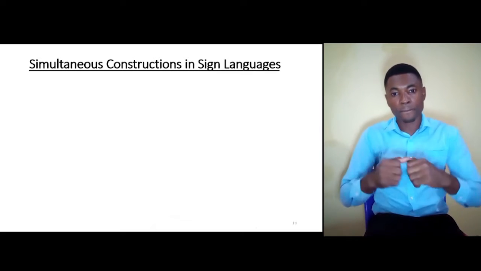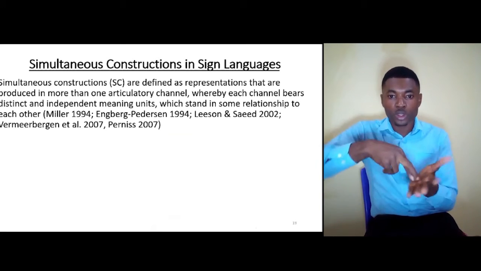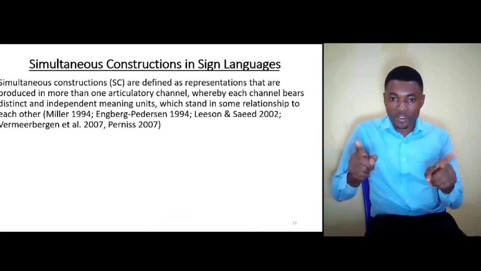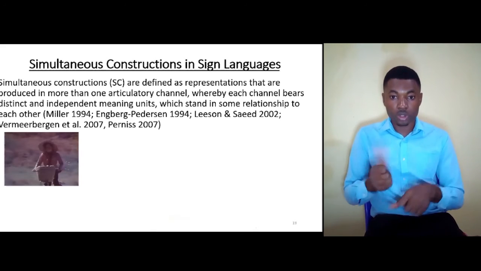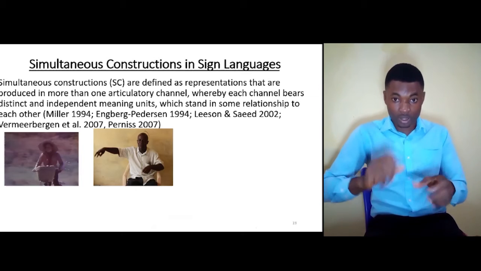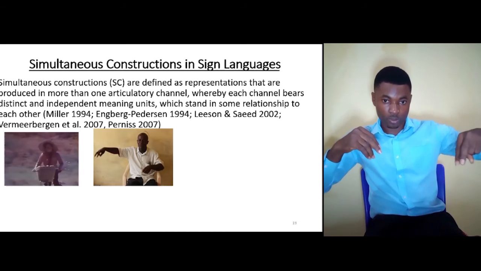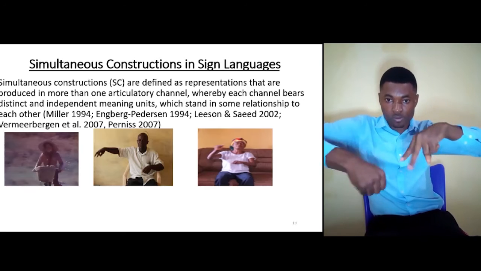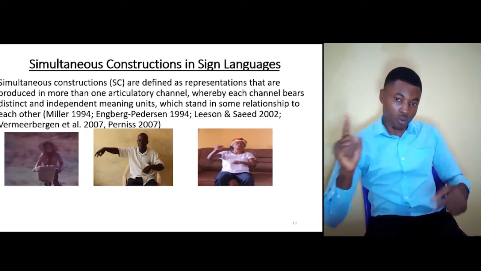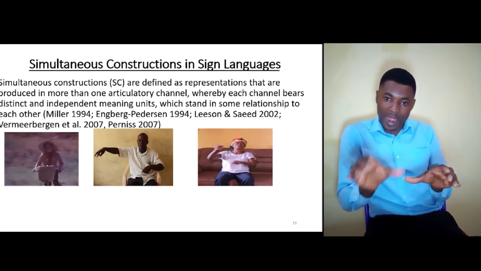Now I talk about simultaneous constructions. Simultaneous constructions are defined as representations that are produced in more than one articulatory channel, whereby each channel bears distinct and independent meaning and stands in some relationship to the other. An example is the boy riding a bicycle and having a basket of fruits in front of him, which can be simultaneously represented using the two-legged entity classifier depicting the boy on the bicycle and the handling classifier depicting the handling of the handlebars of the bicycle. Another signer chooses to use the lexical sign go and the handling of the handlebars of the bicycle. So you could see two entities or two events or two actions or two things being depicted at the same time.